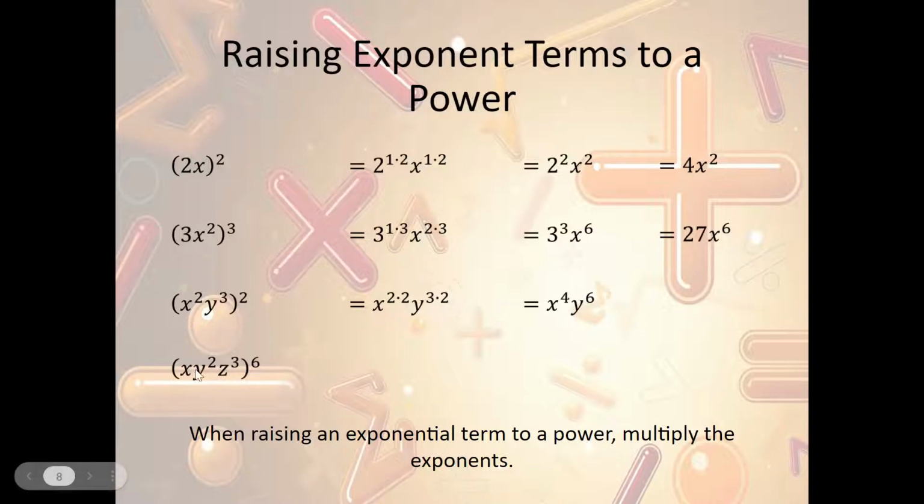Now we have x y squared z cubed to the sixth. So we're just going to multiply each of the exponents by 6. So we get x to the first times 6, and y to the second times 6, and z to the third times 6. And we're just going to multiply these out. So 1 times 6 is 6, 2 times 6 is 12, and 3 times 6 is 18. So we should get x to the sixth, y to the 12th, z to the 18th.